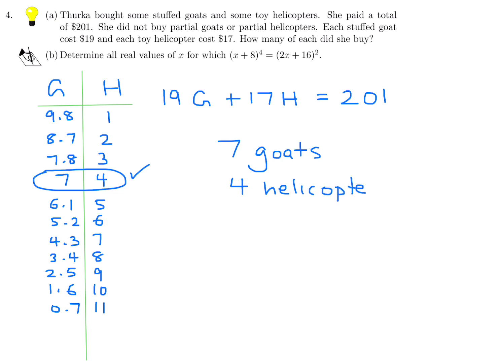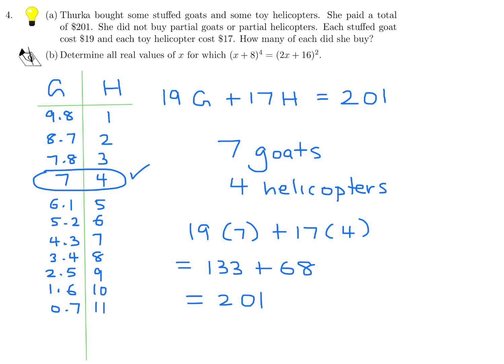And I always encourage you to verify if this does work. 19 times 7 plus 17 times 4. 19 times 7 is 133. 17 times 4 is 68. And that does indeed equal 201. So this is our answer.